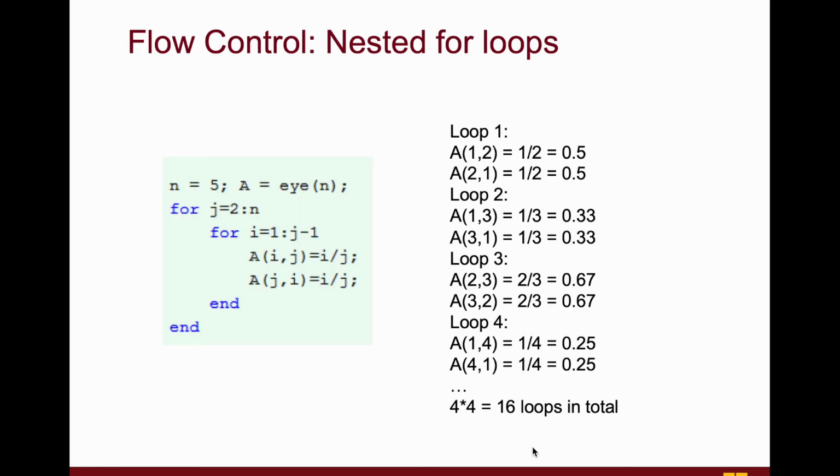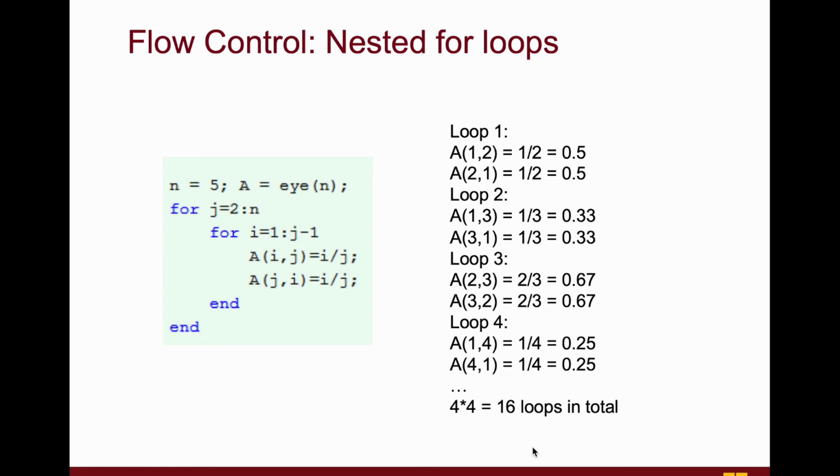Next, let's talk about nested for loops. Based on the name, we know there is a nest somewhere, right? If you look at the example code here, we have the outer for loop, for j equals 2 to n, with an end line to end this for loop. Inside this for loop structure, we have another for loop, for i equals 1 to j minus 1, with some commands to execute, and again it ends with an end line.